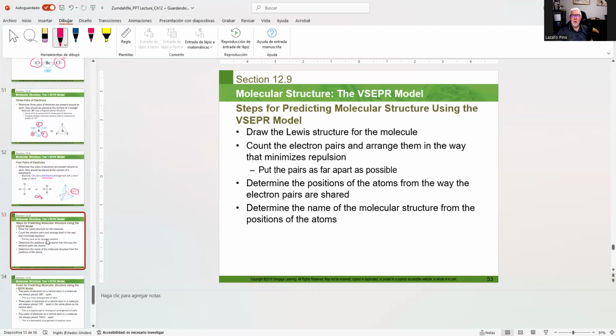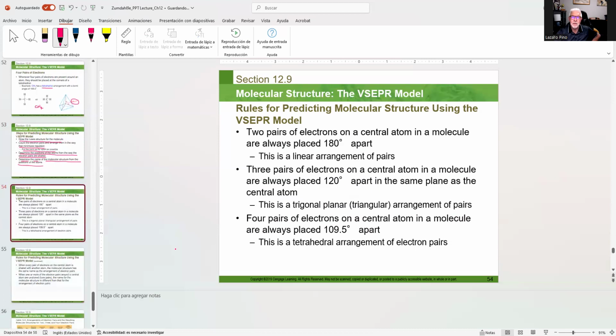Well, how can we predict the molecular structure using the VSEPR model? First, you draw the Lewis structure of the molecule. Then you count the electron pairs and arrange them in the way that minimizes the repulsion, putting the pairs as far apart as possible. Later we determine the position of the atoms from the way the electron pairs are shared, and we determine the name of the molecular structure from the position of the atoms.